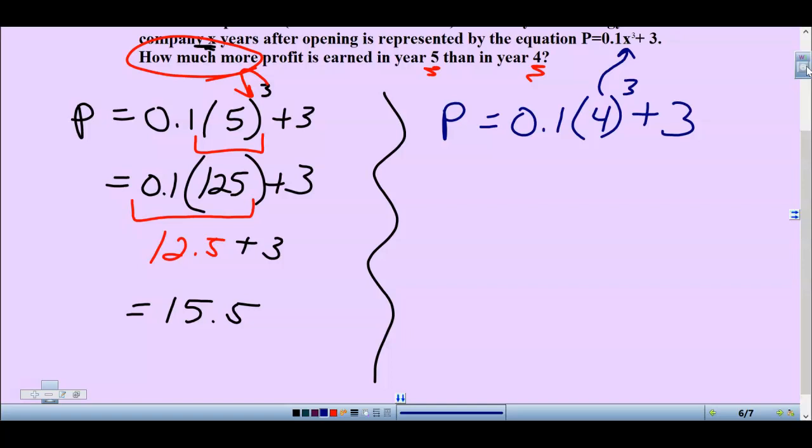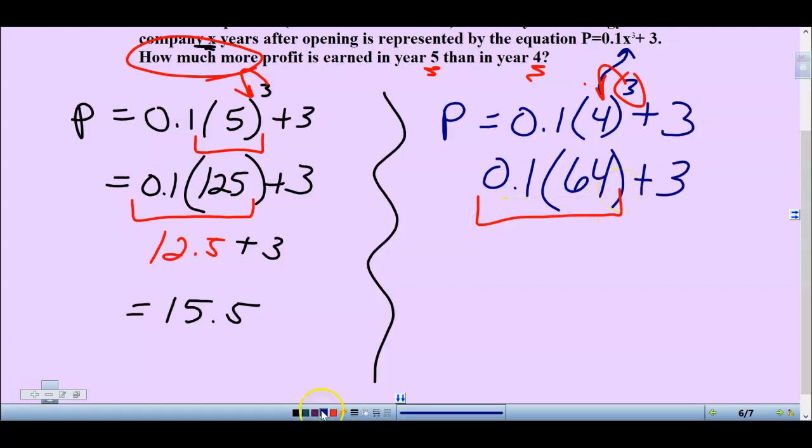All right, let's keep going here. Take care of this exponent first. 4 to the 3rd power, because that's what's inside those parentheses. That's what that little 3 is talking to. That's equal to 64. Copy everything else down. 0.01 times 64 plus 3. 0.01 times 64, that's 6.4 plus 3. And we got a total of 9.4.